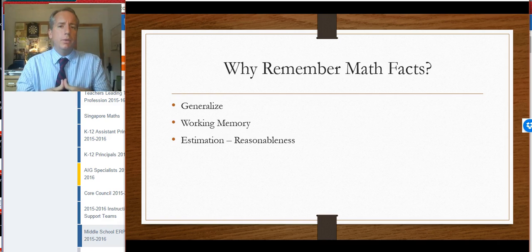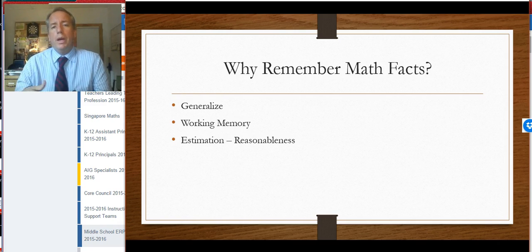And then finally, estimation and reasonableness. So we know that once we understand our basic facts, then we're able to, like we were saying in the first part, generalize those facts out. But we also understand when something makes sense and when something doesn't make sense.